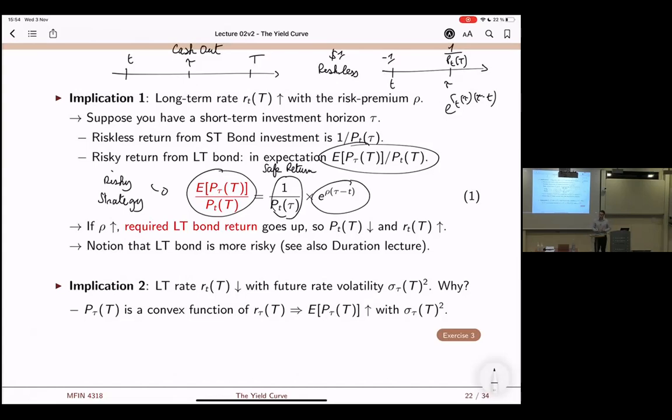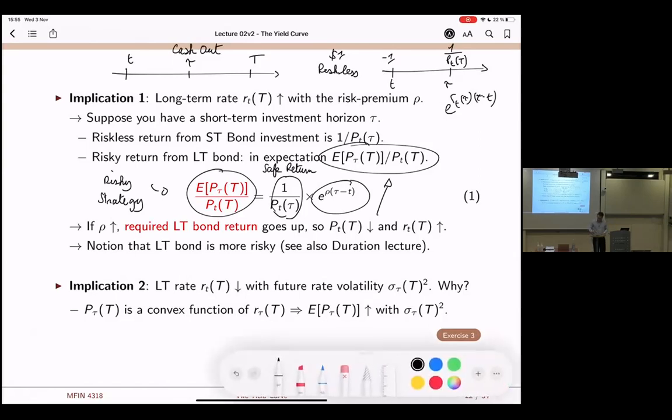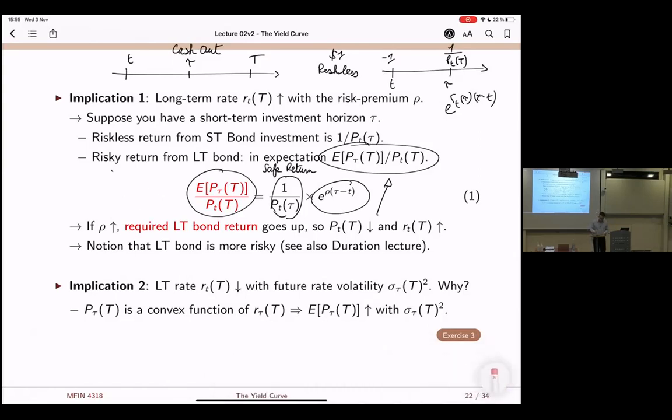We say, well, suppose the risk premium increases. If the risk premium increases, it means that the right-hand side goes up. Now, if the right-hand side goes up, this means that this P_T of big T must go down, if you want this equality to work. Sorry, it's not an inequality, it's an equality. And P_T of big T is simply the inverse of the long-term rate. So if P_T goes down, it means that the rate increases.